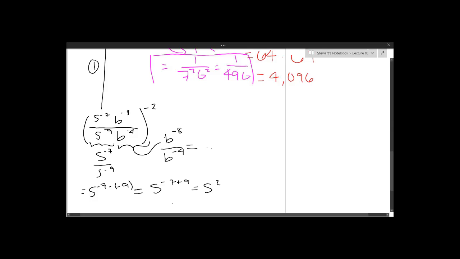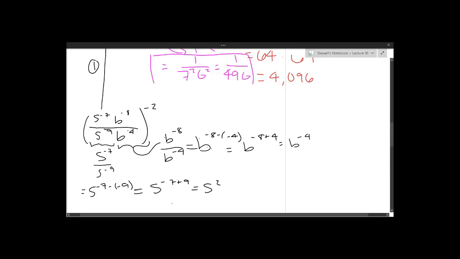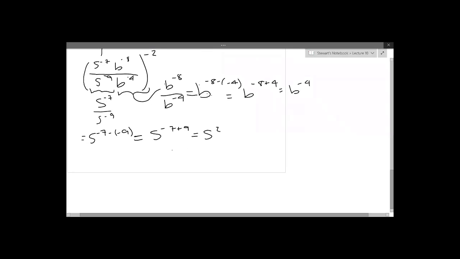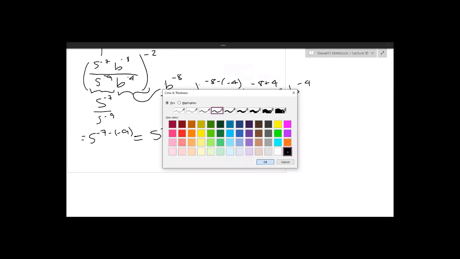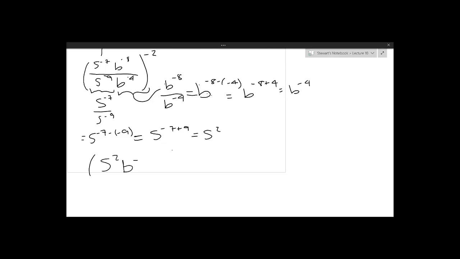And then when you do that, you subtract the exponents. You have negative 8th minus a negative 4th, which, again, since you have minus and negative, it's the same thing as plus positive. So b to the negative 8th plus 4, which is b to the negative 4th overall. So then when you consider that new expression that you have, we have now, in parentheses, 5 squared b to the negative 4th, all raised to the negative 2nd power.